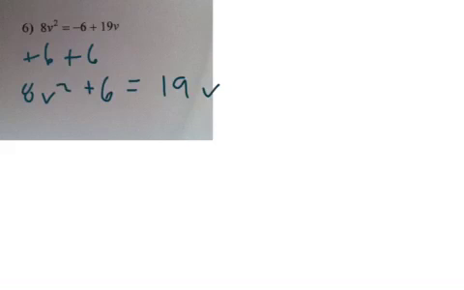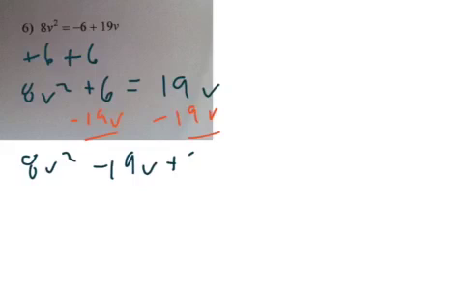Okay, next problem. Alright, so we have 8b squared. I don't know about you, but I'm just going to go ahead and do plus 6 both sides. Okay, 8v squared plus 6 equals 19v. I'm going to go ahead and do minus 19v both sides. So 8v squared minus 19v plus 6 equals 0. Whew! Finally, we got it equal to 0. Now, we could solve using quadratic formula. I repeat, we could use quadratic formula. But to save time on the video, I'm just going to go straight to factoring.